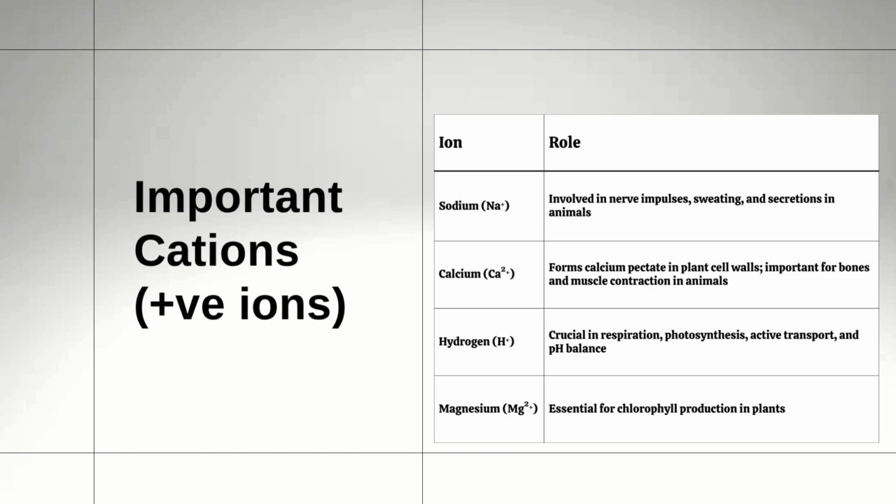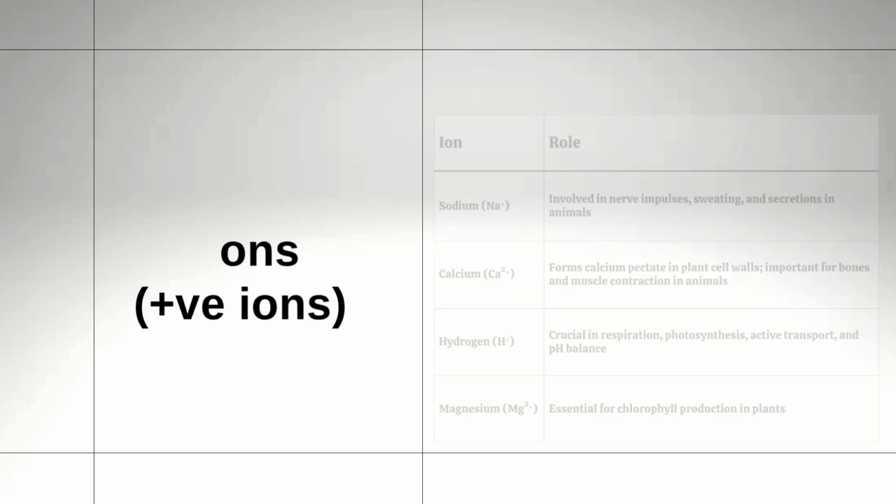These are crucial in determining pH levels. A high concentration of hydrogen ions means low pH, acidic, and a low concentration means high pH, alkaline. Enzymes are very sensitive to pH, so hydrogen ions indirectly affect almost all biochemical reactions in the body.